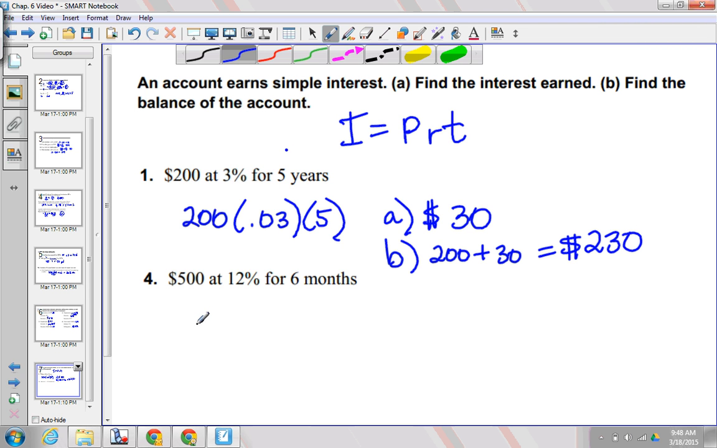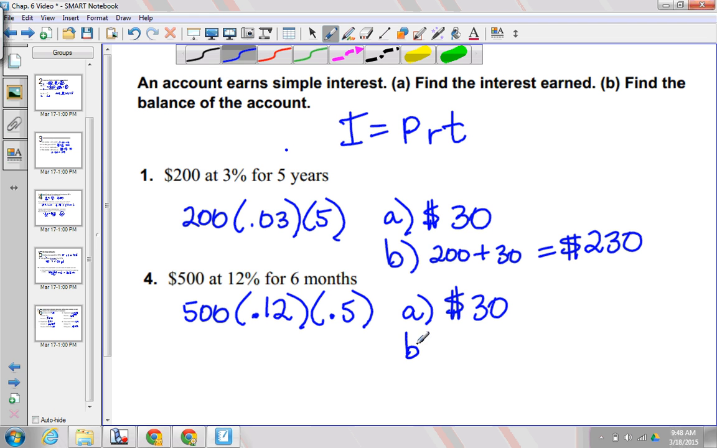And for the next one, same method, 500 times our rate written as a decimal, and the trick is that 6 months is half a year, so we're using 0.5. Again, our interest is $30, and our balance would be now adding 30 on to 500, so we would have $530.